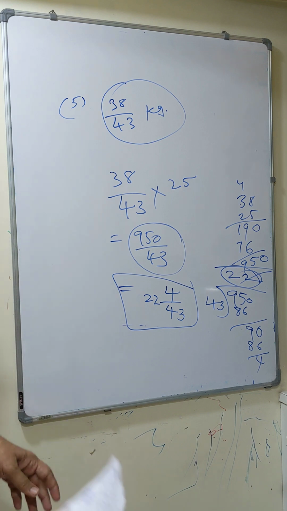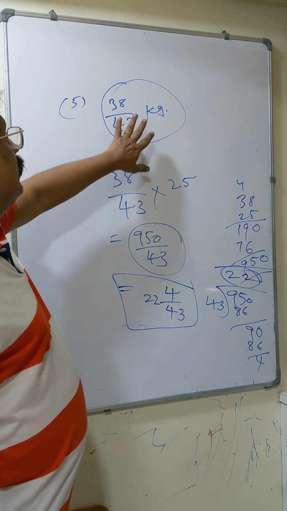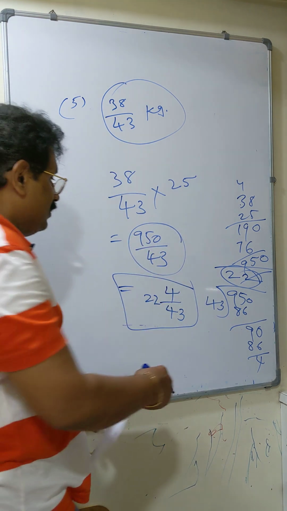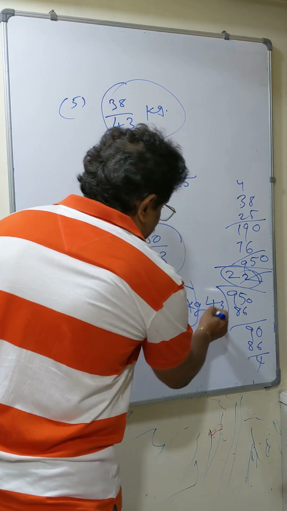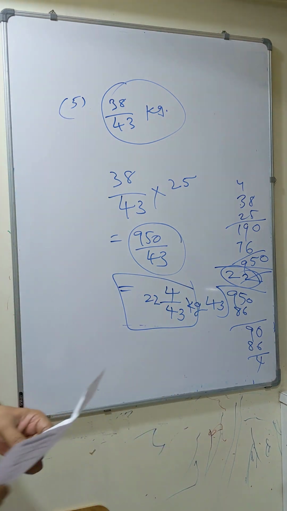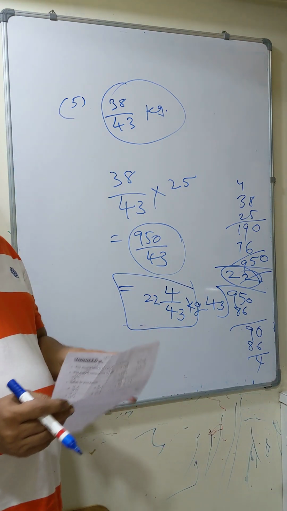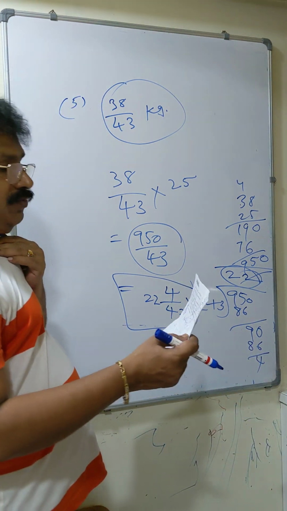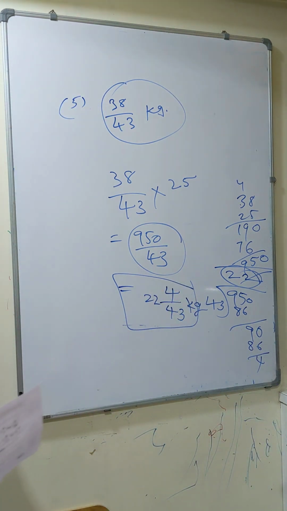So in 25 dabba, if you total it, you will get 22 4/43 kg. Here it will be kg. Okay. How many kilograms of jam? That is the question they have asked. So it is 22 4/43.